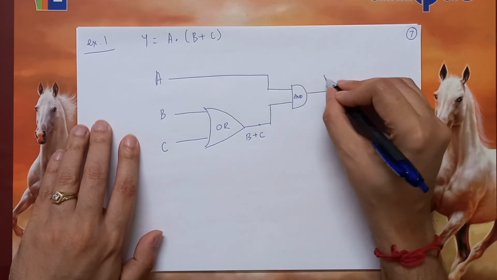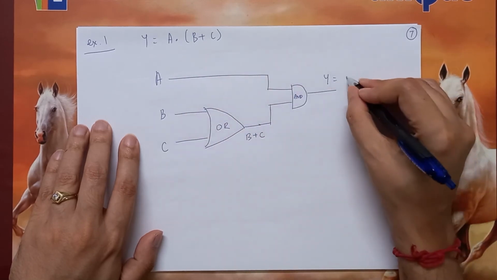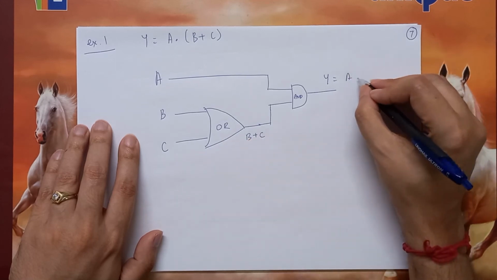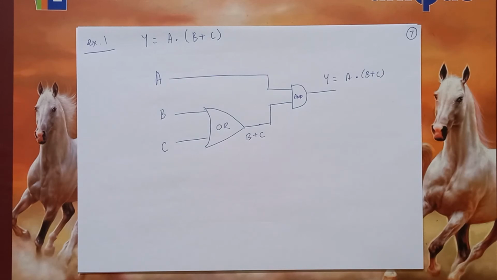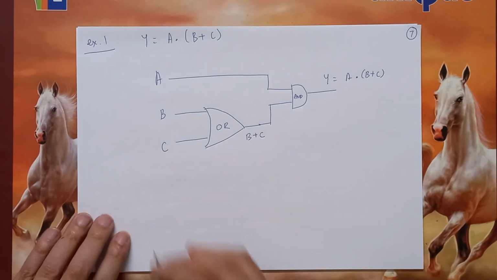So here we will get Y. This is A, this is B plus C, and the two will be ANDed. This is how you can represent this very simple logic function.